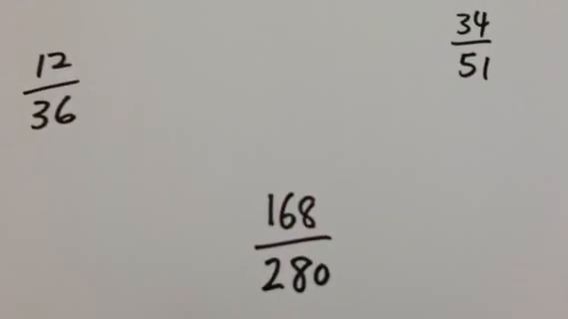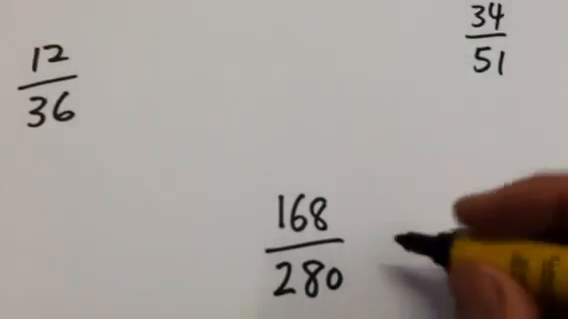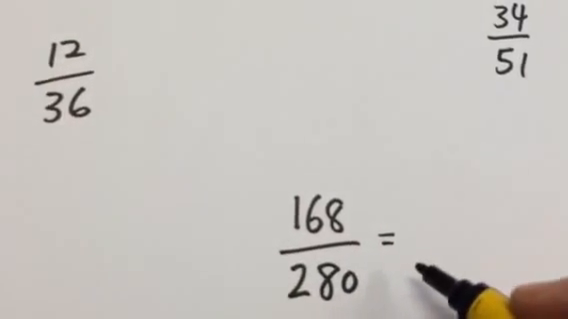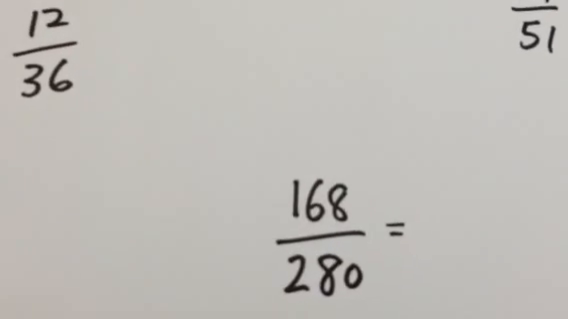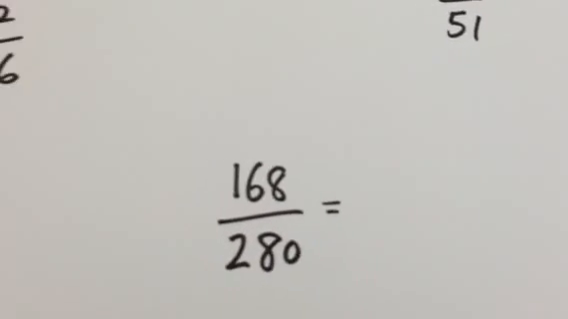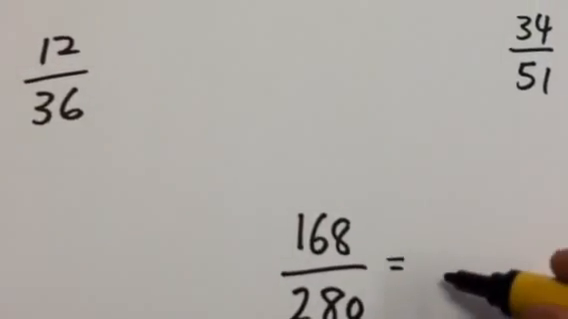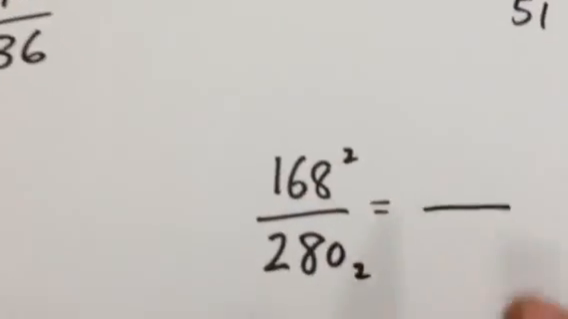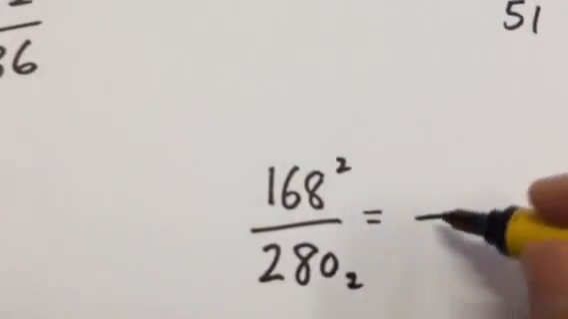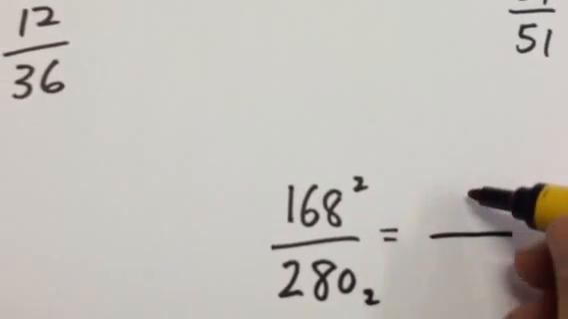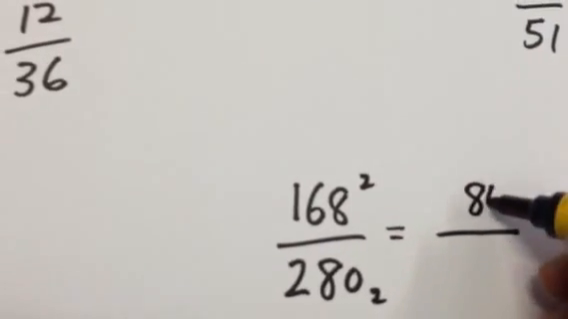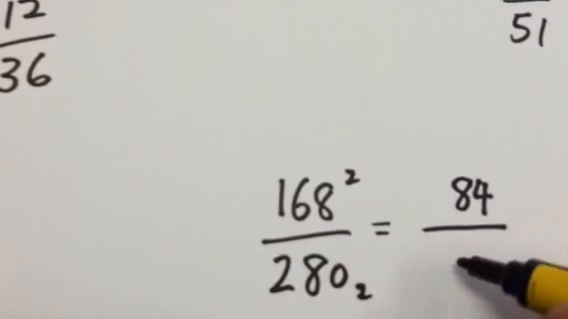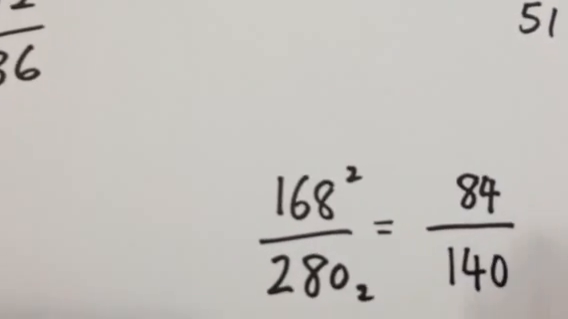I'm going to try this large fraction here, or the long one. I don't know what number this is going to boil down to, but I'm just going to start chopping it in half because I can. These are both even numbers. So half of 168 is 84. And half of 280 is 140.